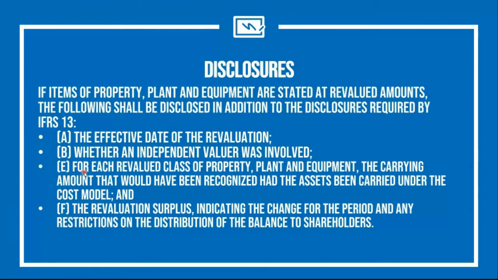Letter E, so you can simply consider this as four additional disclosures because the two disclosures were already deleted. So for each revalued class of PPE, the carrying amount that would have been recognized had the asset been carried under the cost model, so that you can justify the amount of revaluation surplus, and the revaluation surplus indicating the change for the period and any restriction on the distribution of the balance to shareholders.